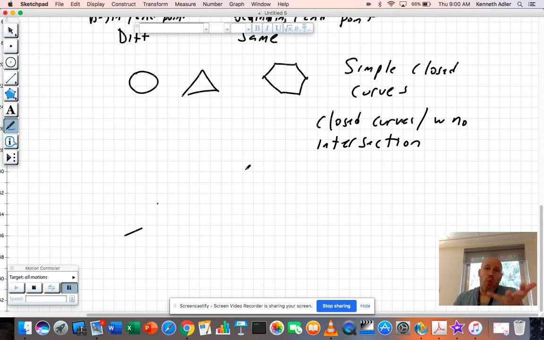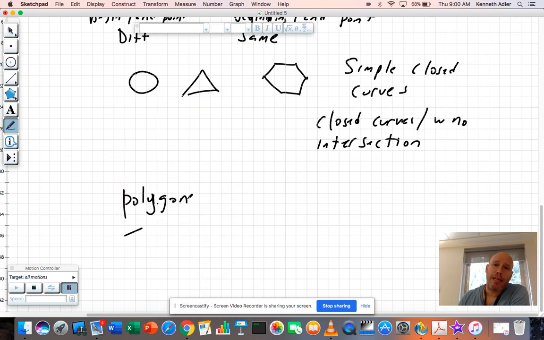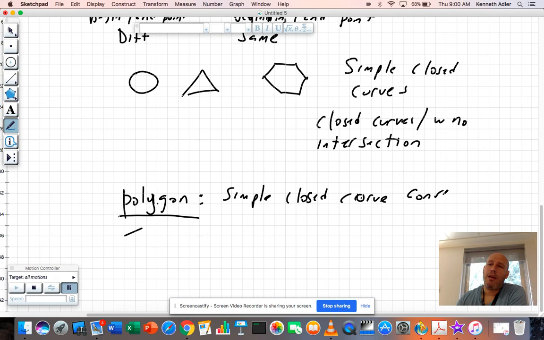And now we're almost there. We're done with today's lesson, which is simply the last definition, which is a polygon, which we're going to be studying mostly in this class. What is a polygon? It's a simple closed curve consisting of, do we have a definition? Do we have a word? Of segments.